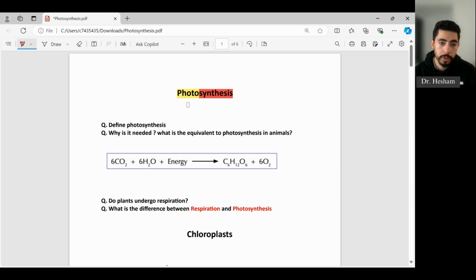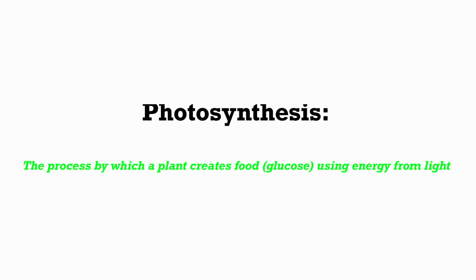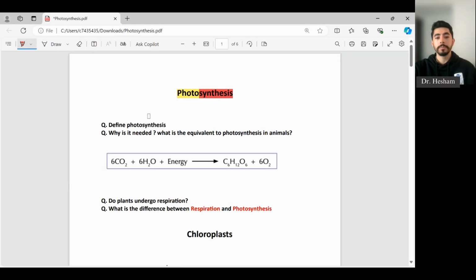So to define photosynthesis more properly, we can say it is the process by which a plant creates energy or creates food using the energy trapped from light. And why do plants create energy? Because most plants cannot feed on other organisms.